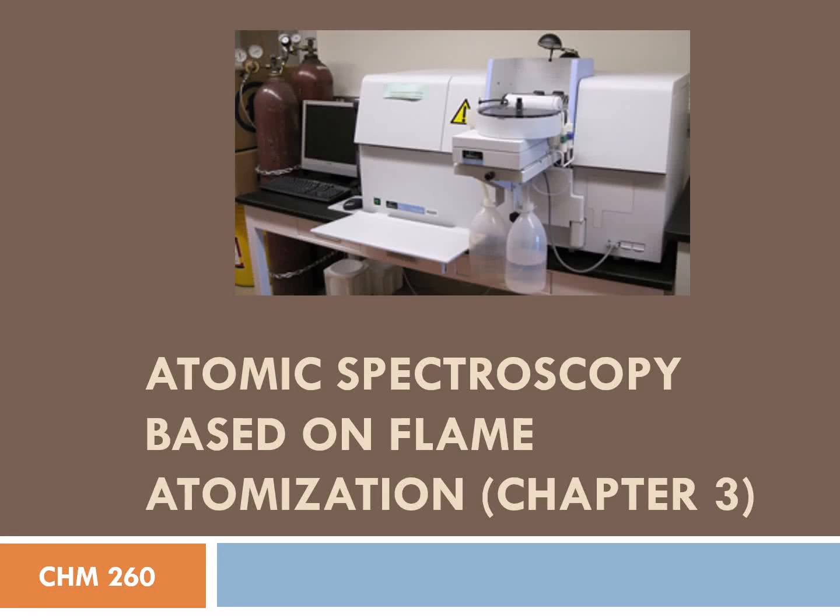Atomic spectroscopy based on flame atomization. Atomic spectroscopy is the study of interaction between electromagnetic radiation and the atom. Last time we learned about UV-visible spectroscopy and IR spectroscopy, in which those instruments use the concept of molecular spectroscopy. So this time we're going to learn about atomic spectroscopy.